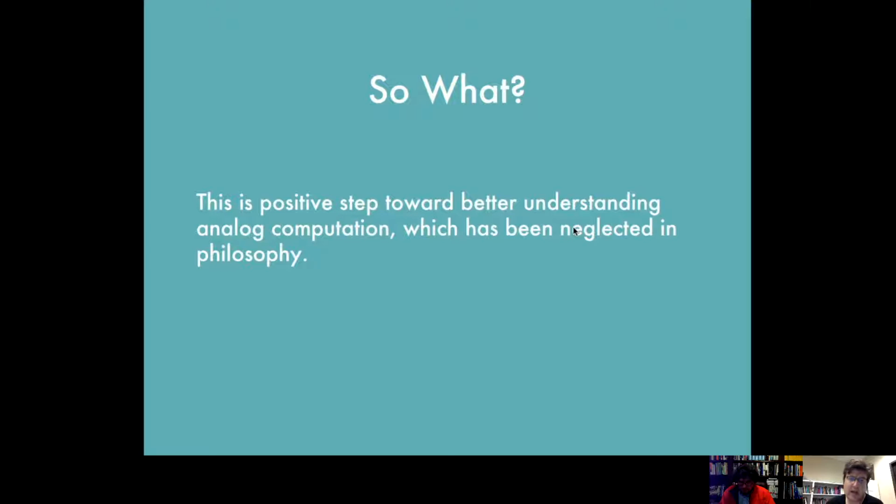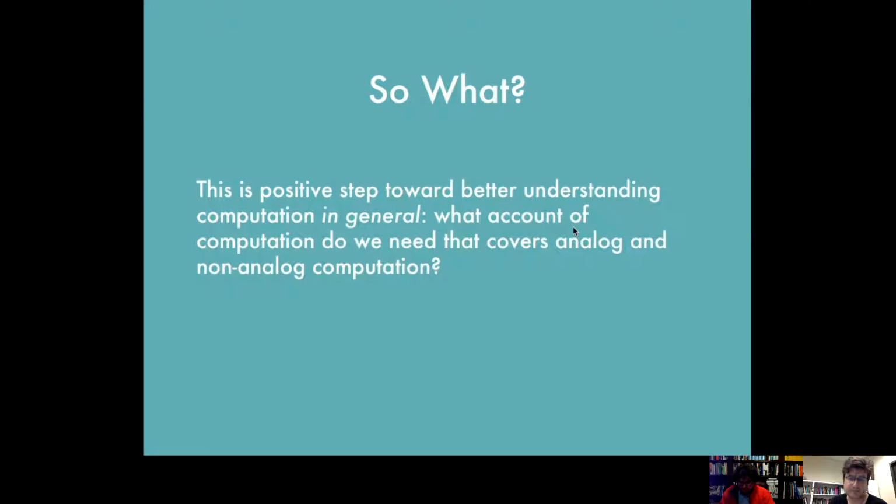Okay, so who cares? Like I said, I think this is a positive step toward better understanding analog computation, which, at least in philosophy, has been largely neglected. And also in computer science to some extent. People don't study analog computers very much anymore. And there's this common idea that basically all analog computers ever were these differential analyzers, so they were just continuous. But if you look a little more carefully at the history, they're not. So you need a little more to understand what analog computers are.